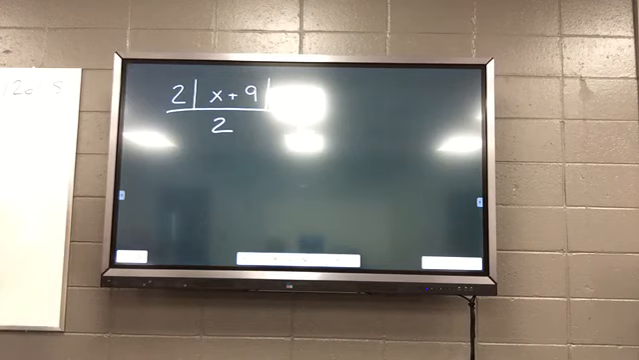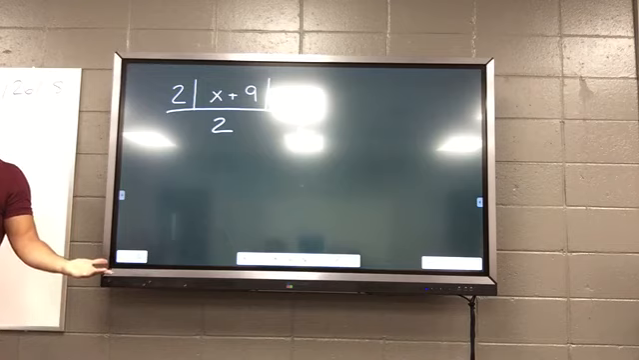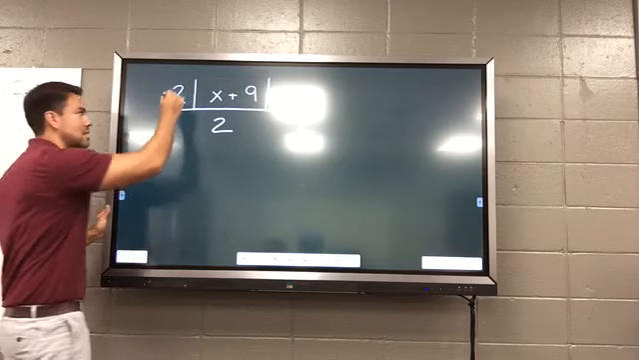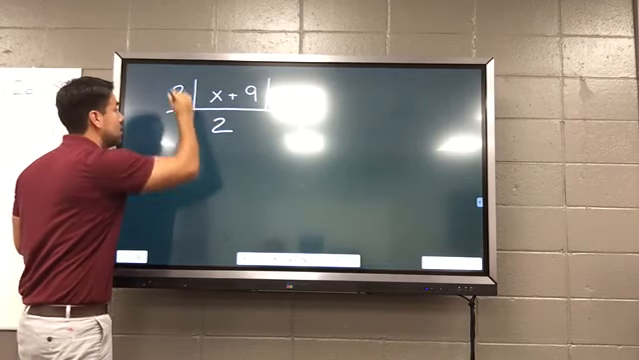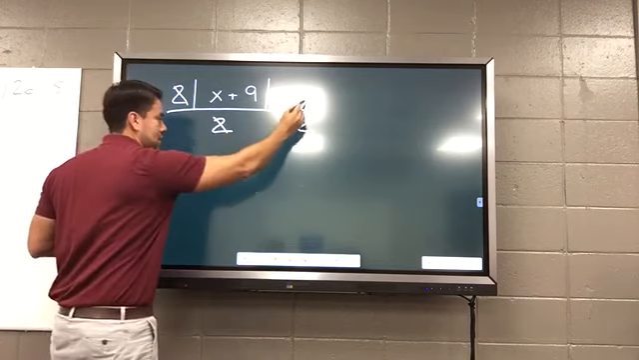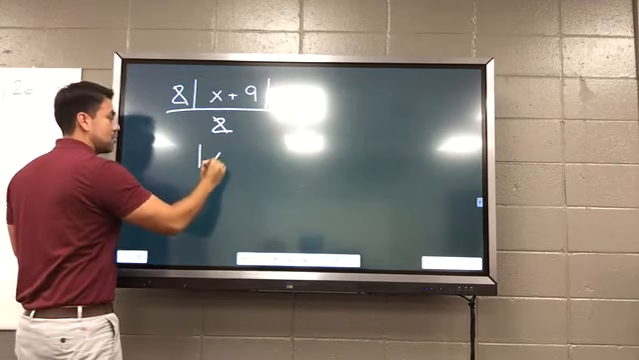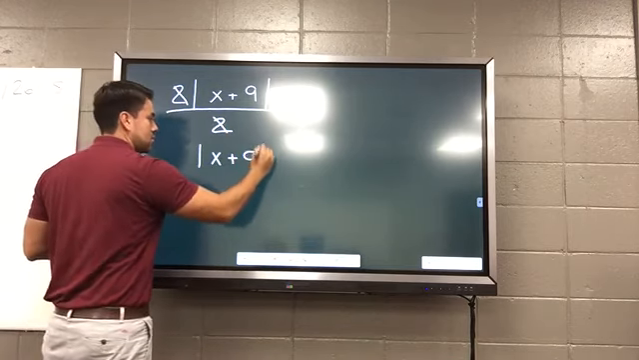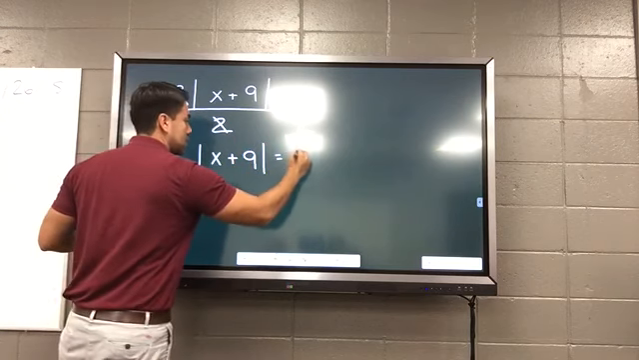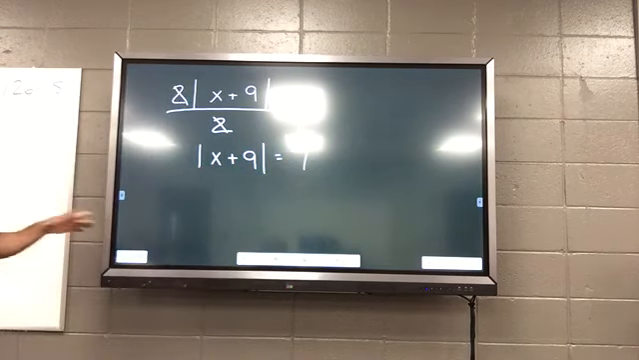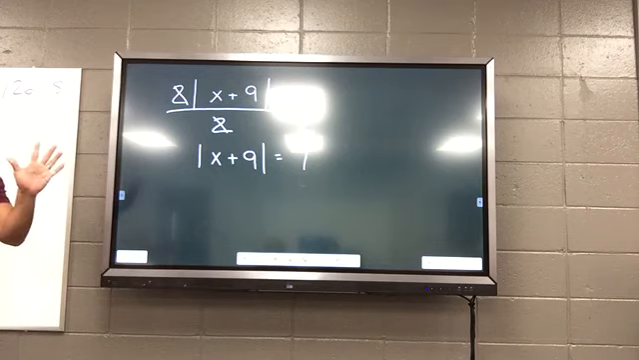The division property of equality, right? Can I divide both sides by 2? Yeah, I'm allowed to do it. But what happens with these two then? Cancel out, and then what do I get there? So I really get this. Absolute value of x plus 9 equals positive 7. Okay, is the absolute value quantity all by itself? Good. Now I split it up into its two.